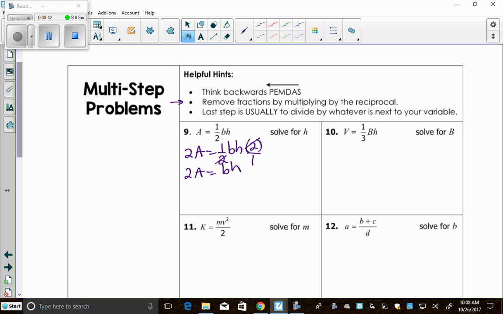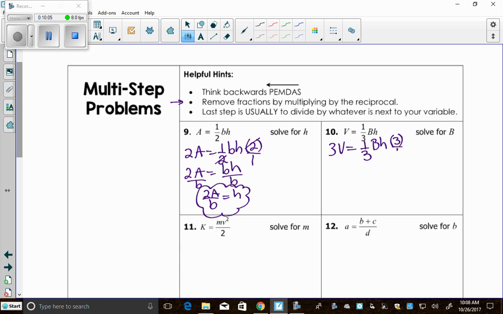Now I need the H by itself. They're being multiplied together, so I'll divide each side by B. And I have 2A over B is equal to H. Done. Number 10, you try it. Pause me. Bring me back when you're ready. Okay, you should have multiplied each side by 3.